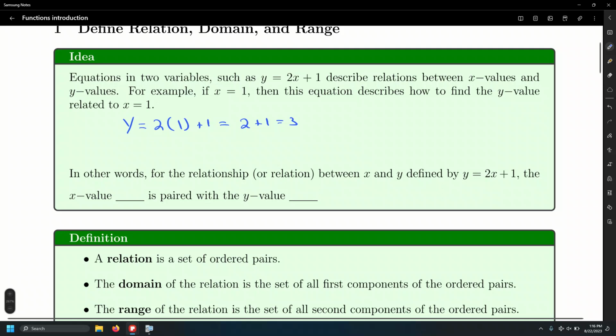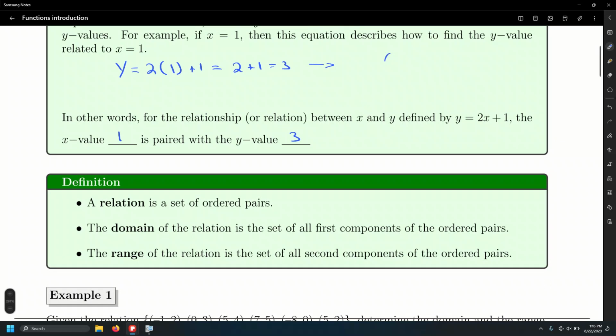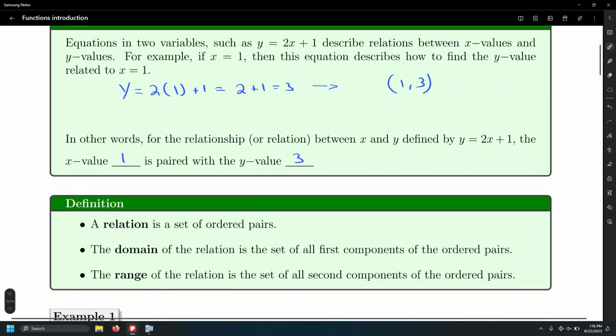But the deeper meaning is that we have a relation between an input and an output, between an x and a y. So for the relationship, or more formally the relation, which is the formal term in mathematics, between x and y defined by 2x plus 1, the x value of 1 is paired with the y value of 3. So what we're really getting is an ordered pair that we can graph on a Cartesian plane.